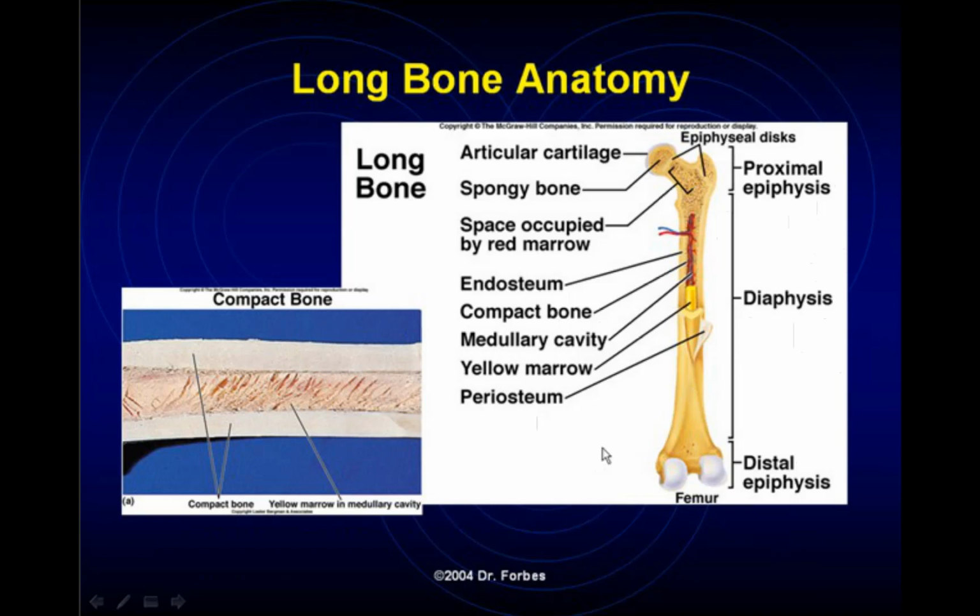Medulla just means center, so this is called the medullary cavity. It's the cavity in the center. And in the living bone, this is where you're going to find yellow marrow, which is fat.